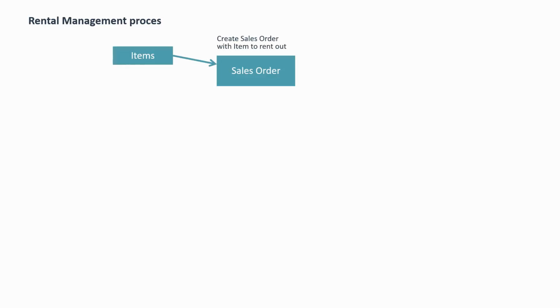Let's see how the process in rental management works for the salesperson. First of all, the salesperson will create a sales order with the items to rent out, for instance, the Segway that we use in our examples. This means the sales order has a type item, and we can thereby send an order confirmation to the customer with the type item, and of course with the correct rental prices.